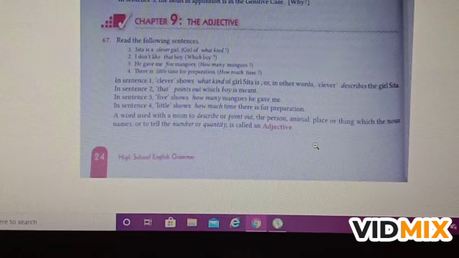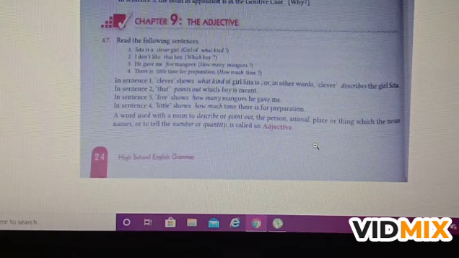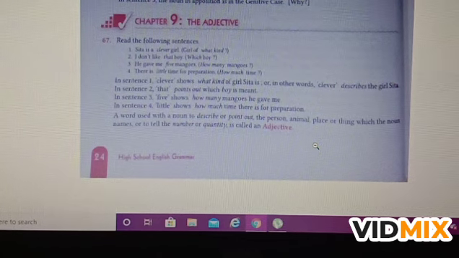Today we are going to do the revision of a chapter from your grammar book. The name of the chapter is the adjectives. Now, adjective is a topic which you have discussed in your junior classes also. So, let's discuss about it a little bit. What do you mean by adjective?